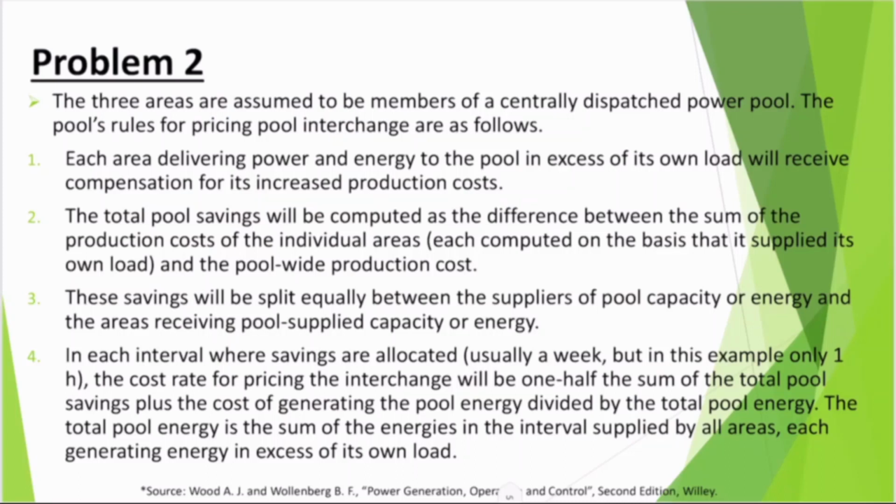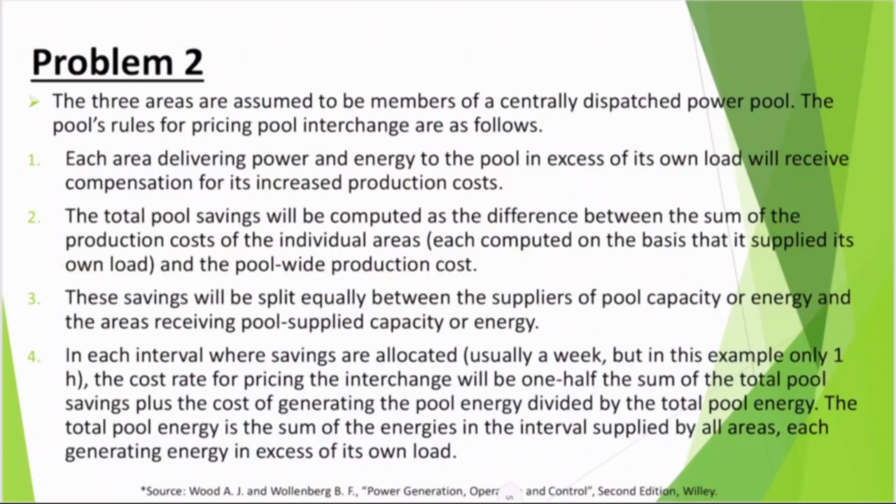The three areas are assumed to be members of a centrally dispatched power pool. The pool's rules for pricing pool interchange are as follows. Each area delivering power and energy to the pool in excess of its own load will receive compensation for its increase in production cost. Now, due to any reason, if your area is in excess of its own load, then it will receive compensation for its increased production cost, because when you give more energy which is not desired by others, your cost will increase. So that needs to be compensated by the pool.